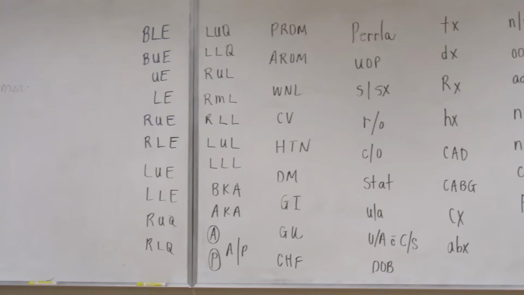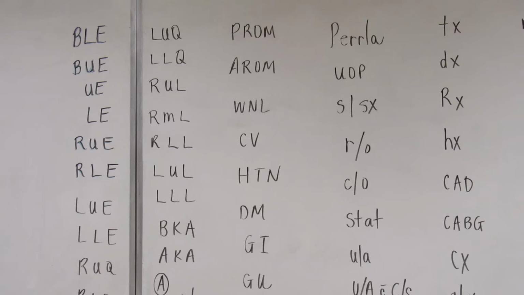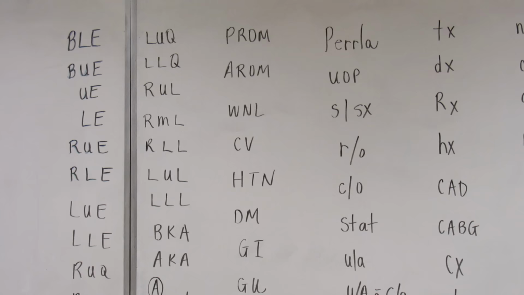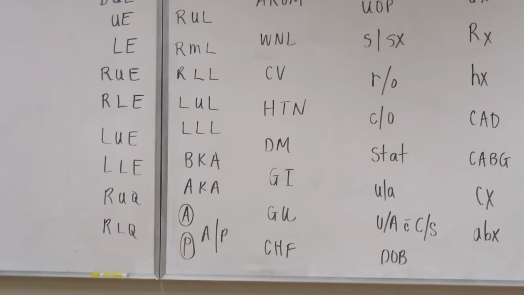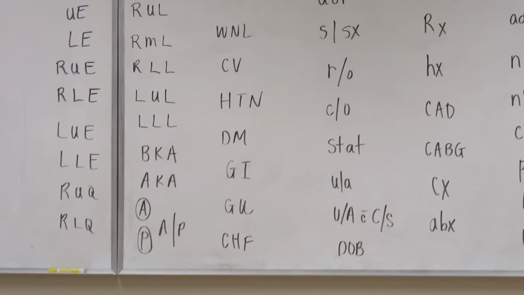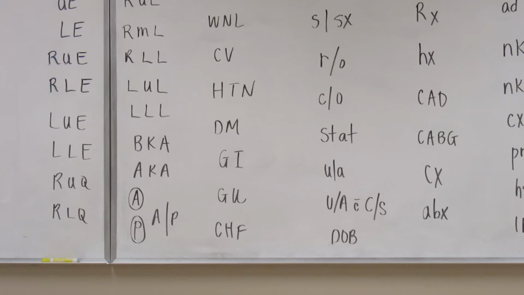Moving on to the third column, we have PROM and AROM. PROM is passive range of motion. AROM is active range of motion. Within normal limits is next. Cardiovascular is CV. HTN and DM are hypertension and diabetes mellitus. Moving on down, GI is gastrointestinal, and GU is genitourinary. Again, those are body systems. CHF stands for congestive heart failure.